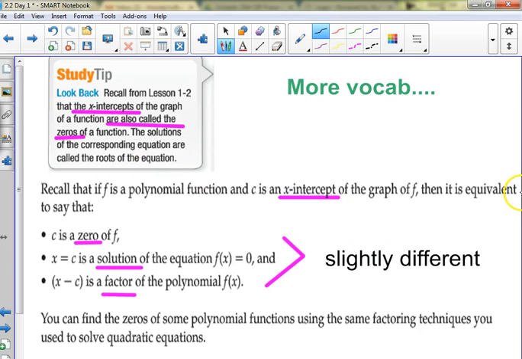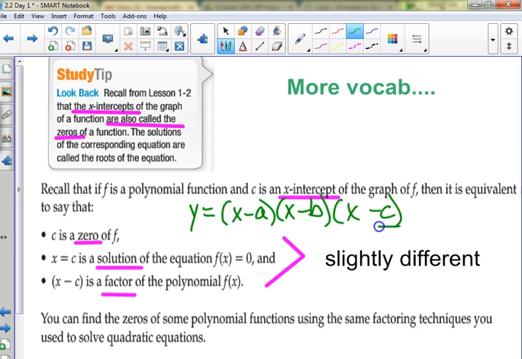All right, on the back, I think, of your worksheet, it talks about the vocabulary. When you have a polynomial function and c is an x-intercept, it is equivalent to say, all right, so if I wrote y equals x minus a, x minus b, x minus c, you would all say that c is a 0. If this was in factored form, would that make sense? Set it equal to 0, c is a 0. X equals c is a solution.